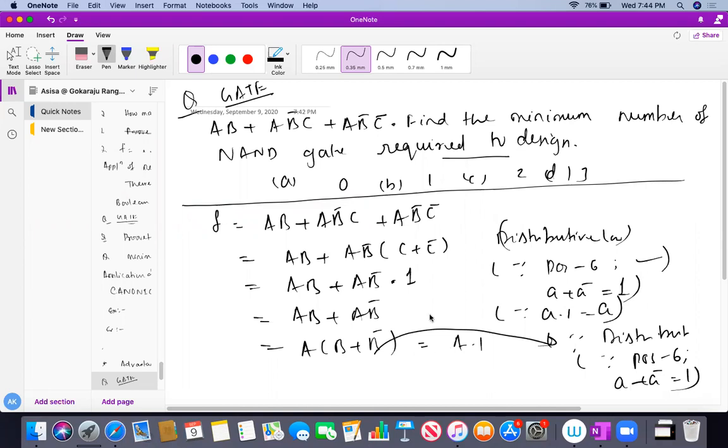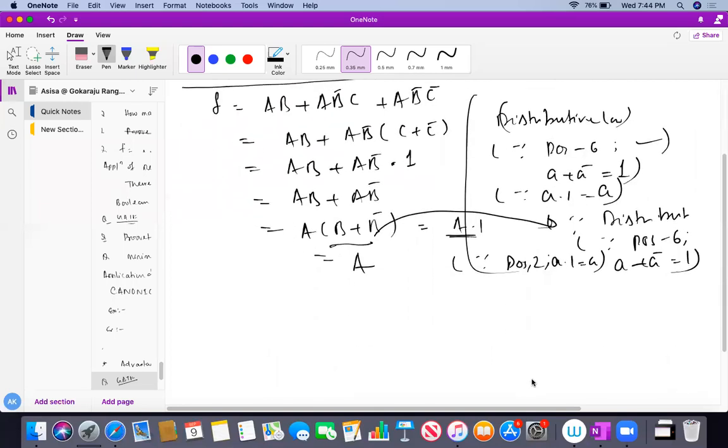We have used these two: the distributive law, and finally A and 1, which is A. So here postulate number 2, A and 1 is A. So these many Boolean theorems and postulates we have used to reduce it down to A. Now how to design this A? How many NAND gates are required to design it?